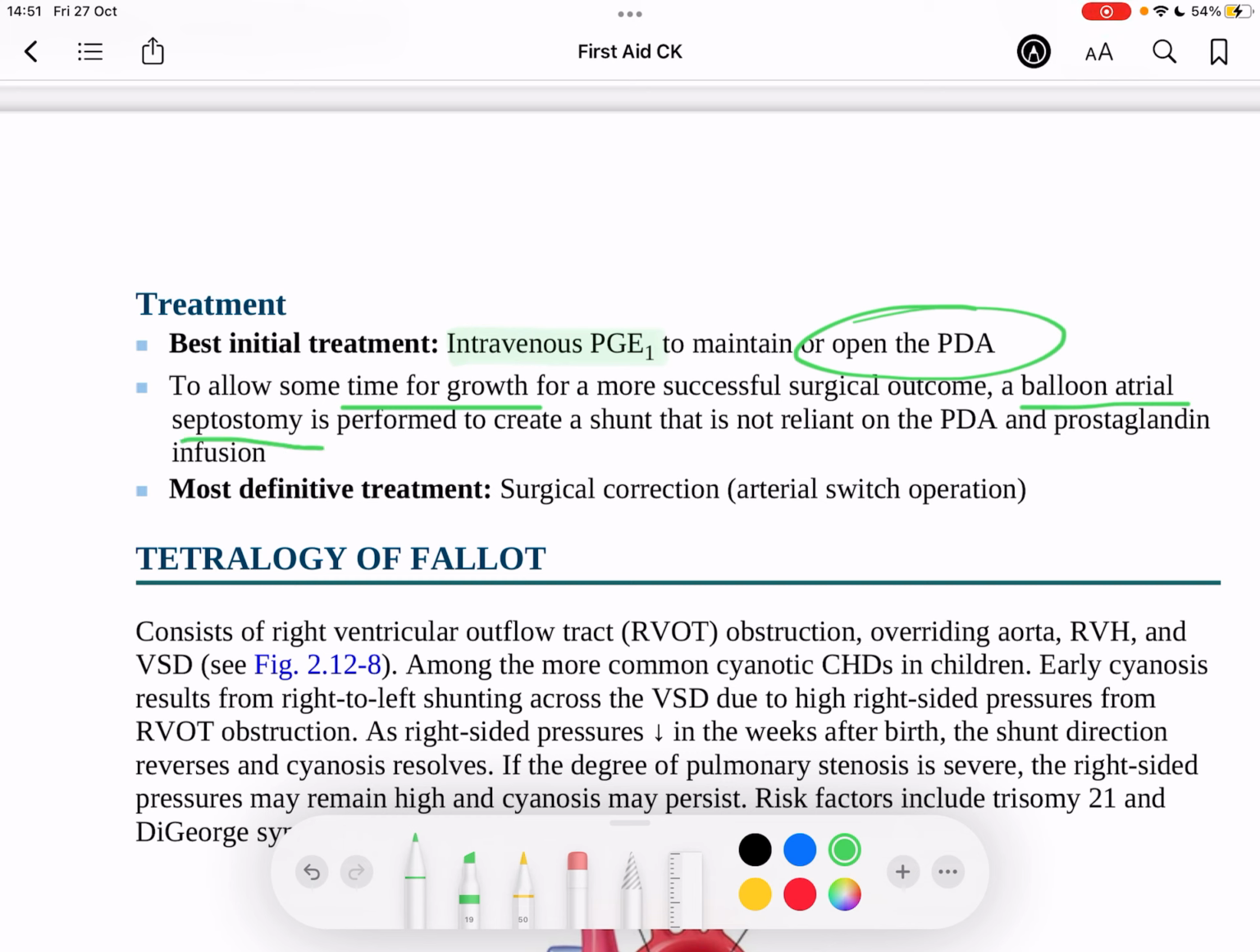But again, it's not a curative treatment. The most definitive treatment, on the other hand, is a surgical correction. And this surgical correction is a very, very complicated surgical procedure, but it essentially involves an arterial switch operation, which you can look at in your own time, but your board exams are never going to test you on these details.